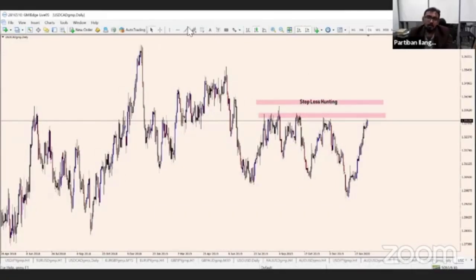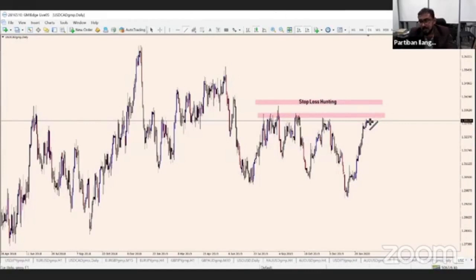So one possibility is this price can go up to this level, do a stop loss hunting, because a lot of traders are placing the stop loss at this level. If you can see this is a clear downtrend or good area to go short, why do a lot of people say this is a good area? Because the lows are getting lower. Can you see?